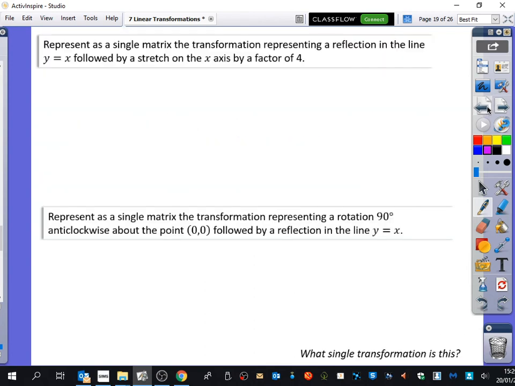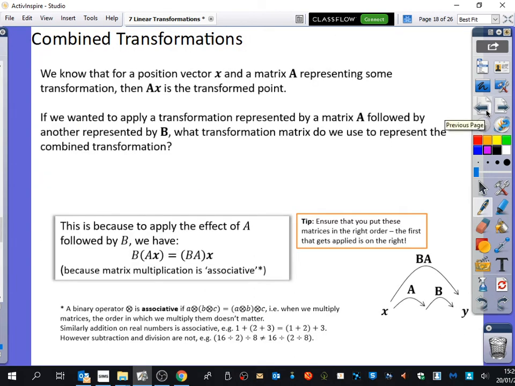So let's have a quick look at combined transformations. So let's just read through this. It says, we know that for a position vector X and a matrix A representing some transformation, then AX is the transformed point. That sounds like quite posh language, but it's basically just saying a position vector X is just going to be like a coordinate like X, Y, and a particular matrix might be something like A, B, C, D. We know that when you multiply them, you get A, B, C, D, X, Y, and you get AX plus BY, CX plus DY, like that.